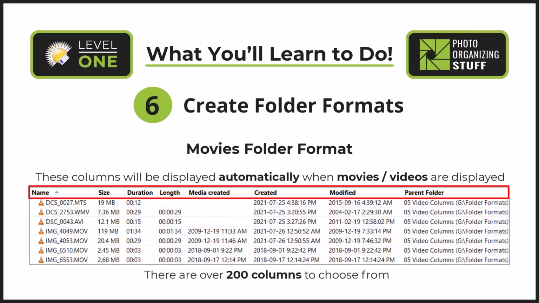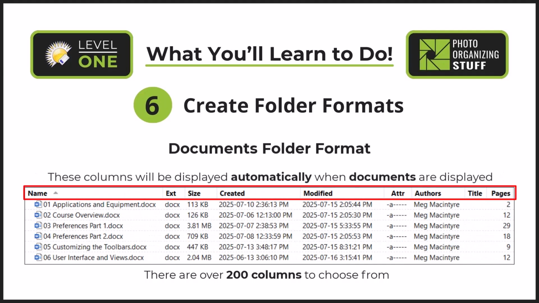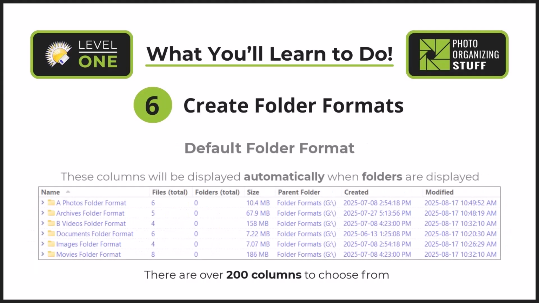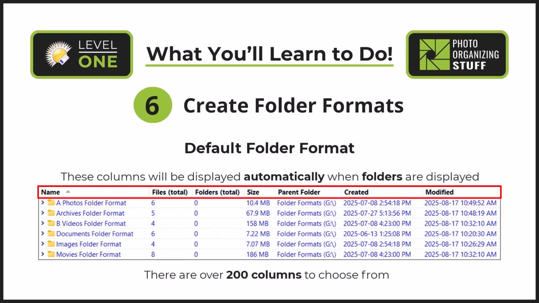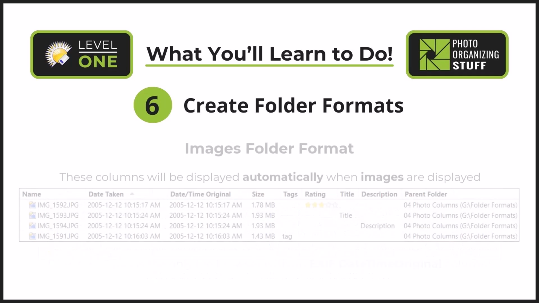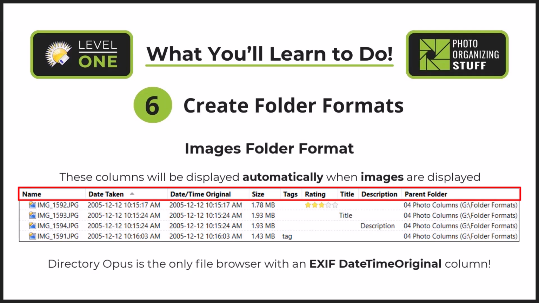These are the columns for the Movies folder format you'll create. And this one is for documents, spreadsheets, PDFs, and more. The default folder format will be activated automatically when only folders are displayed. When you open a folder of photos, the Images folder format will be activated, and these important metadata columns will be displayed automatically. You'll be able to sort the files by any of these columns and add other columns depending on the metadata you need to see.